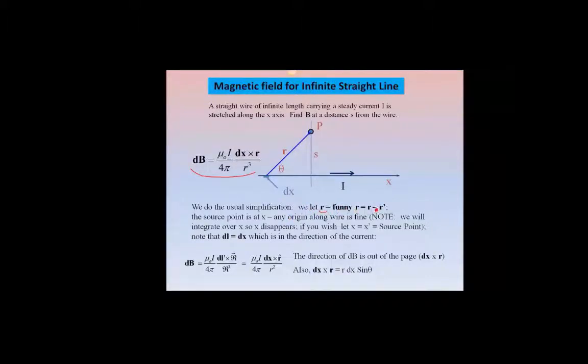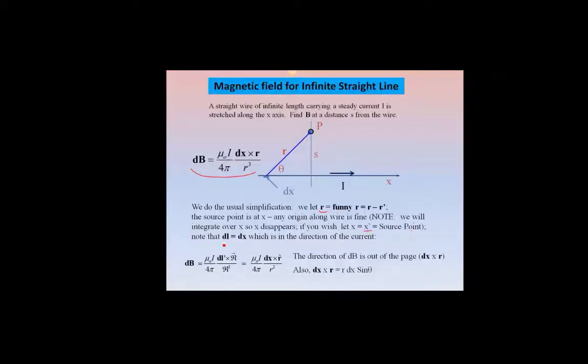which is equal to this quantity here. So in other words, it's the distance from an element of current to the field point. We're just going to call that r. The source point is at some value of x. We could pick any place on this wire as an origin. It doesn't matter. So this could be an x, it could be 0, whatever you wish. And we just simply let x equal to x prime, which is the source point.